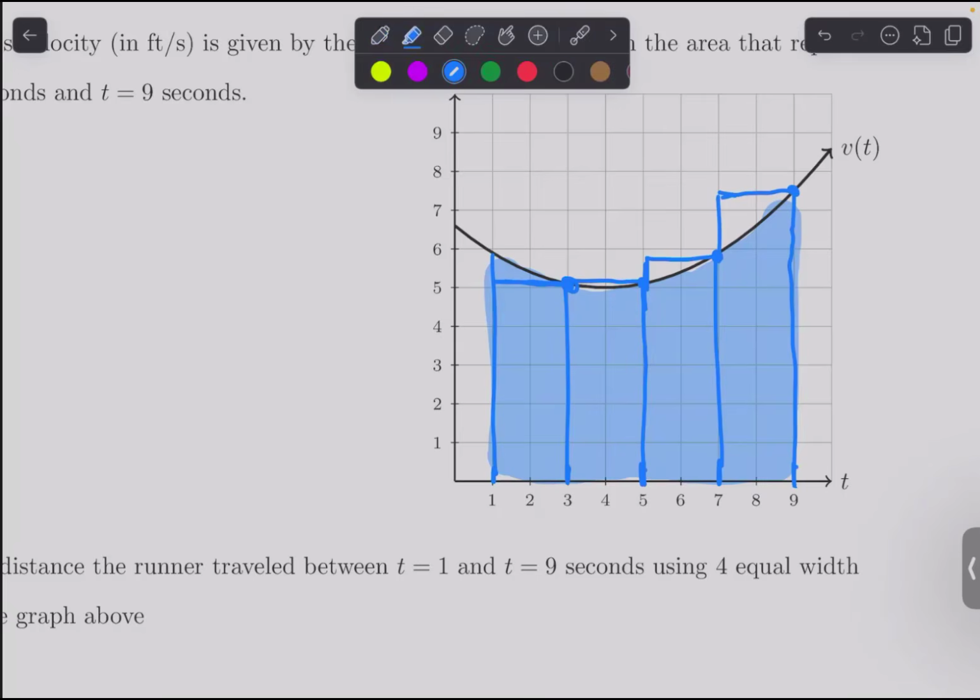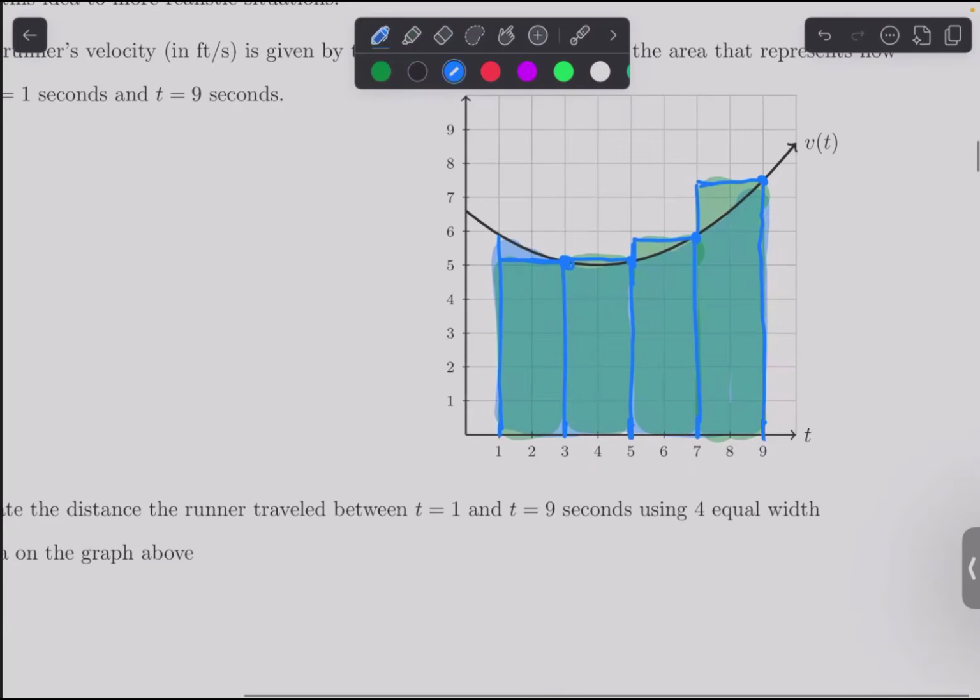So we can see that this first rectangle here, the area of this is going to be a little bit less than the area under the curve. For this next one, it looks like maybe it's a little bit more. It's pretty close. For this third one, it looks like it's certainly more. And then for our last one, our area here is a little bit too much. So if anything, this is probably going to be an overestimate for how far the runner went. So let's go ahead and calculate out this area.